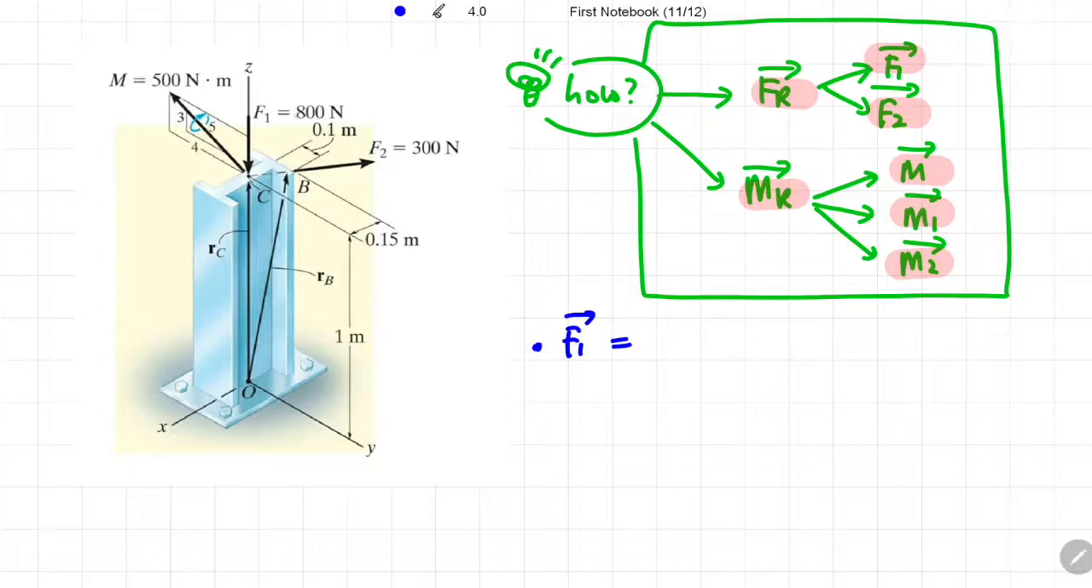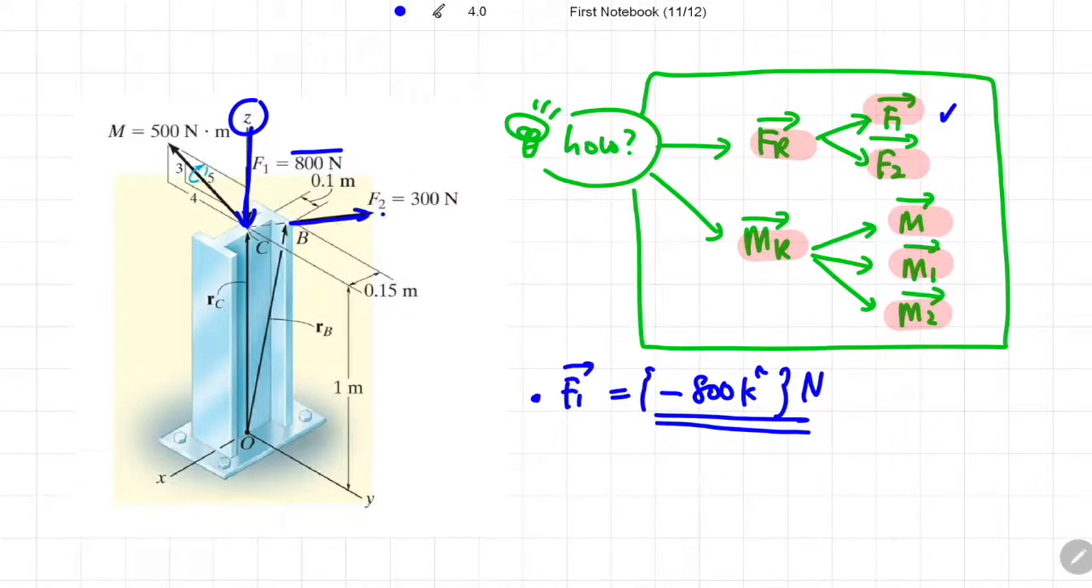So you know the magnitude of F1 is 800 Newton, and the direction of F1 is only moving in the Z direction. So this is quite straightforward. So you, in a way, you know that the vector of F1 would be negative 800 because it's pointed downward in the K direction. Okay, and the unit for this vector is Newton.